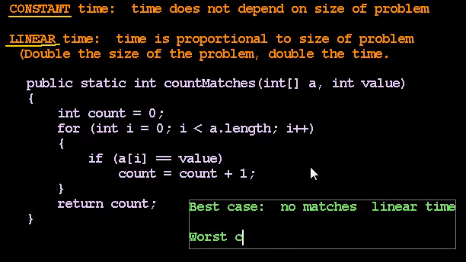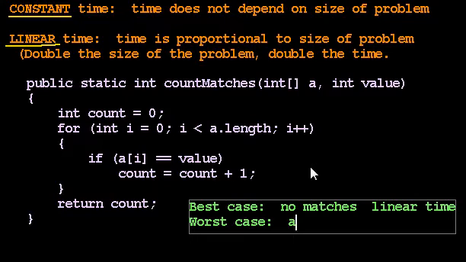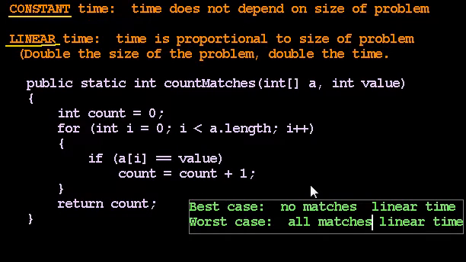Then we could consider the worst case, and the worst case is all matches, every single value matches. And if every single value matches, by the exact same logic, I can conclude it will take linear time. If my array is twice as long, it will take twice as long to count all of those matches. So it's true that it's linear time no matter how many times it actually matches, so we don't need to get too involved in whether or not this if runs or not.